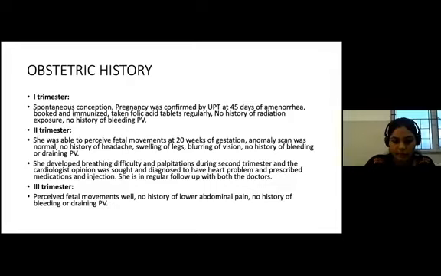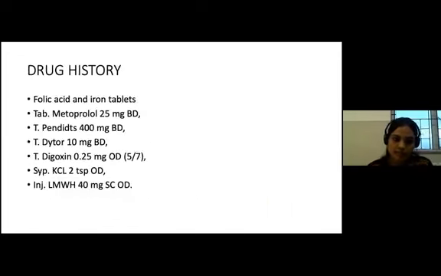PV. She developed breathing difficulty and palpitation during second trimester, and the cardiologist opinion was sought and diagnosed to have heart problem and prescribed medications and injection. She's on regular follow-up with both the doctors. Third trimester, she continued to feel fetal movements well and no history of lower abdominal pain and no history of bleeding or draining PV.